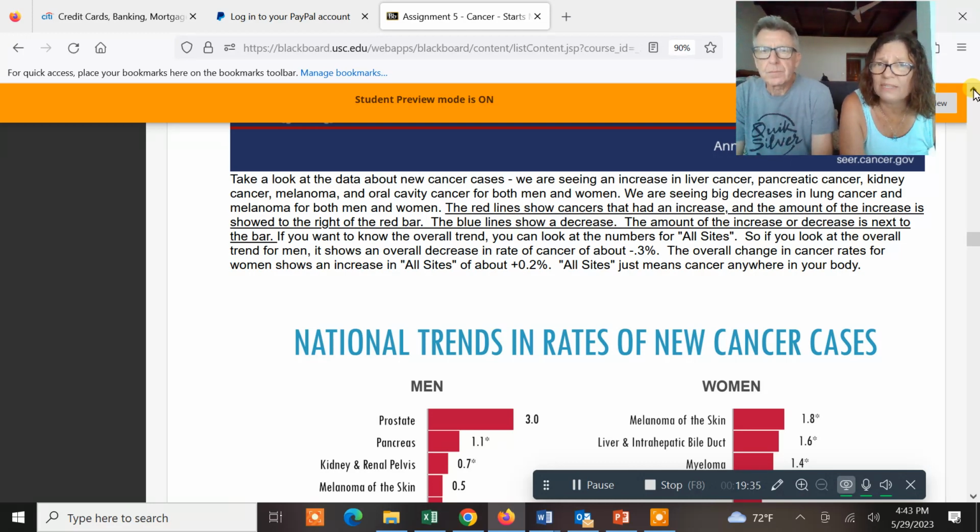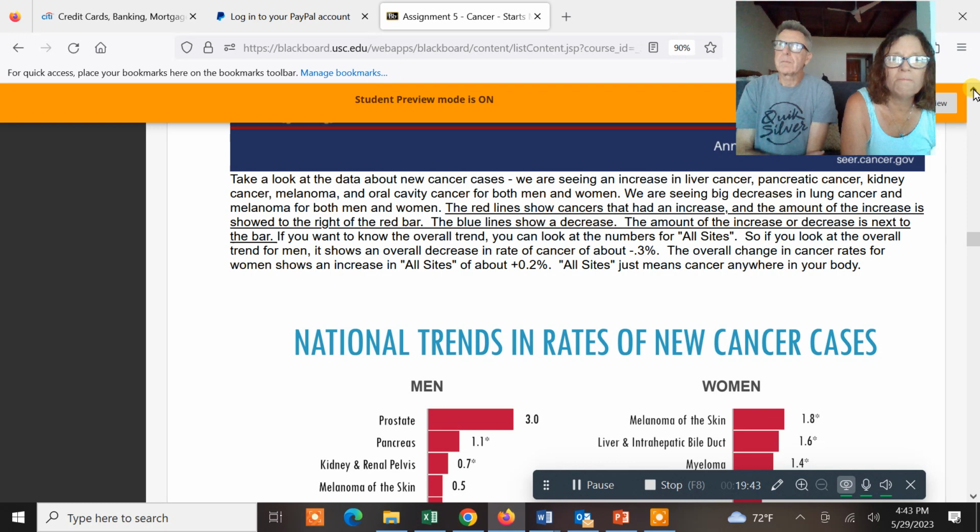But we are seeing these big decreases in lung cancer and melanoma. Lung cancer, I think, because smoking is getting more difficult to do. And so that's kind of good news. We have less exposure to the sort of things that cause lung cancer.